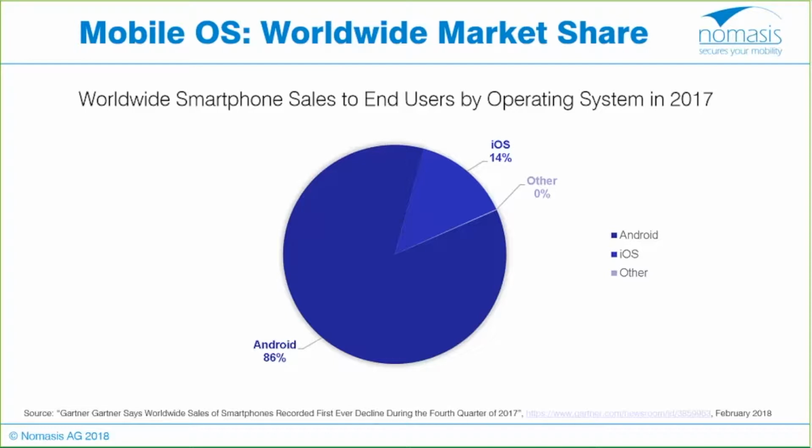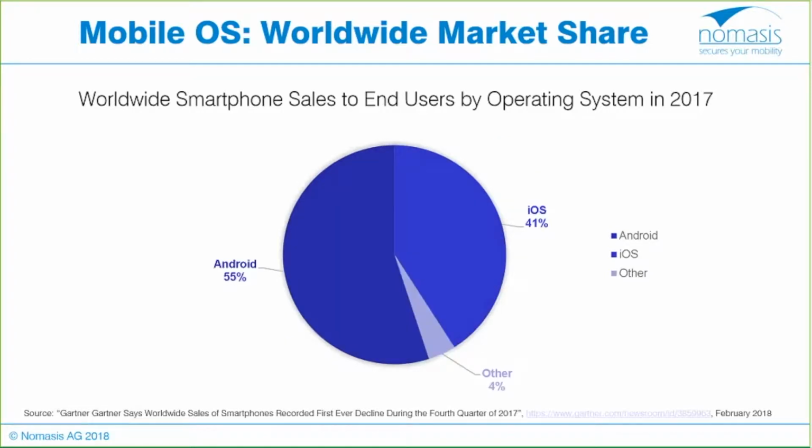So worldwide smartphone sales to end users by operating systems. In 2017, we see that worldwide Android is clear leader. Then we have iOS, and things such as Windows Phone, Windows 10 Mobile are within this other 0.something%. So it's really a market that is distributed between iOS and Android.